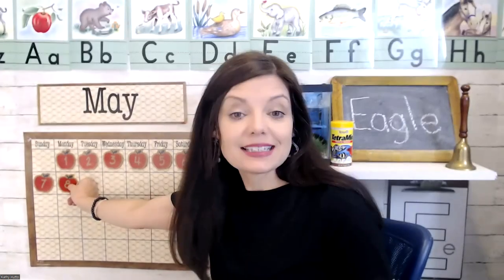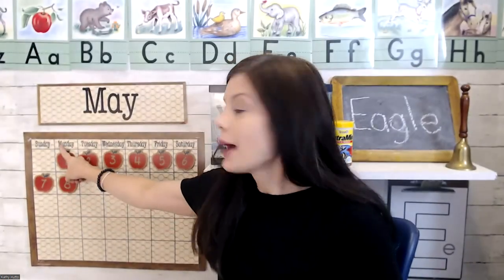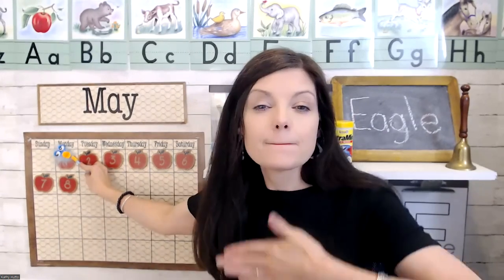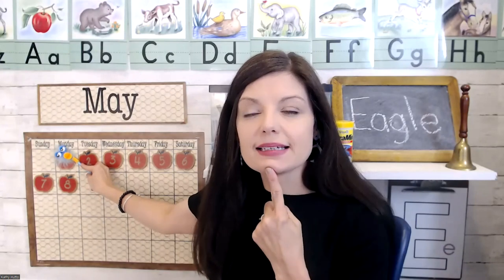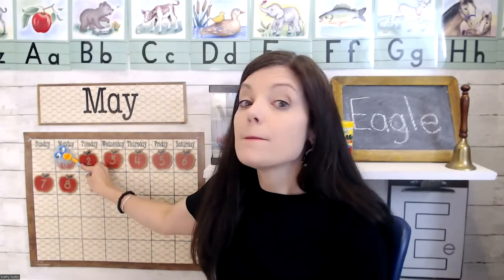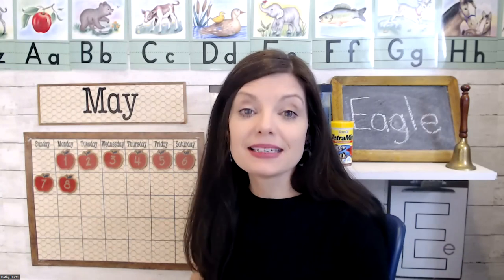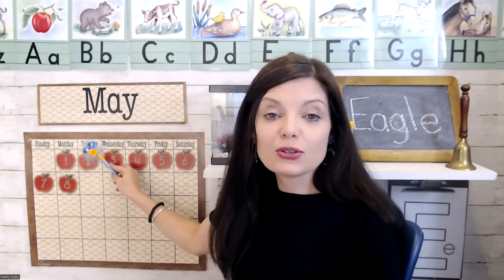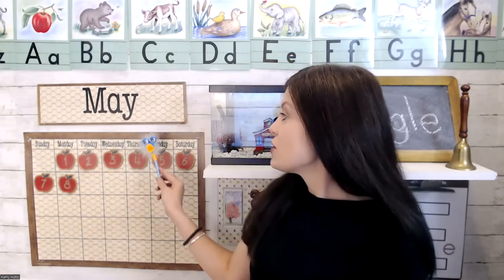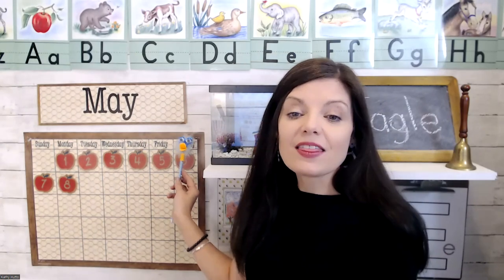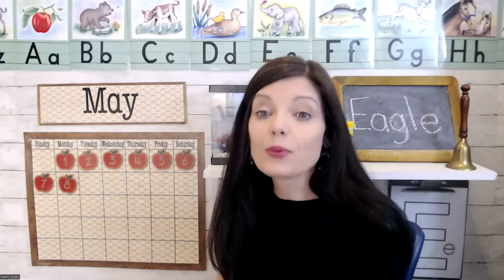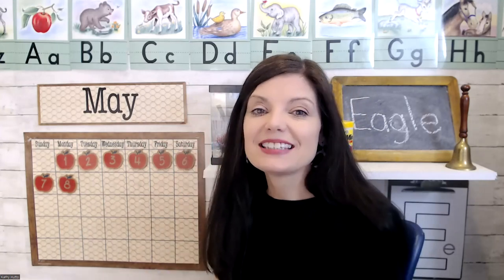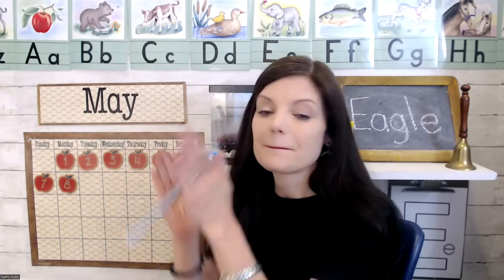If you want to know today's day of the week, you have to go to the top. It starts with an M. So what sound does M make? So what day is it today? Monday. Today is Monday. There's Sunday and there's Monday. There's Tuesday and there's Wednesday. There's Thursday and there's Friday. And then there's Saturday. Days of the week.